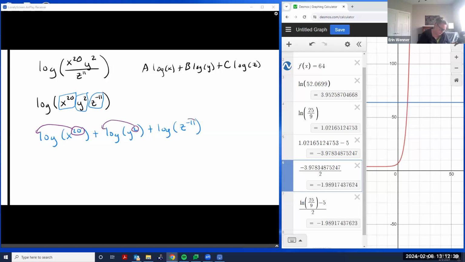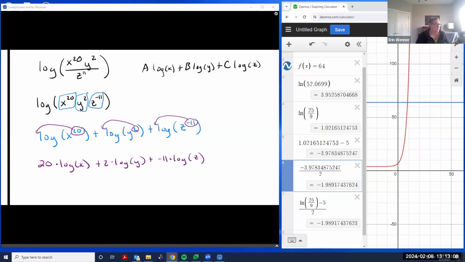And so this is going to give us 20 times log of x plus 2 times log of y plus negative 11 times log of z. Because again, we're bringing that exponent down in front, right? That's the power rule.